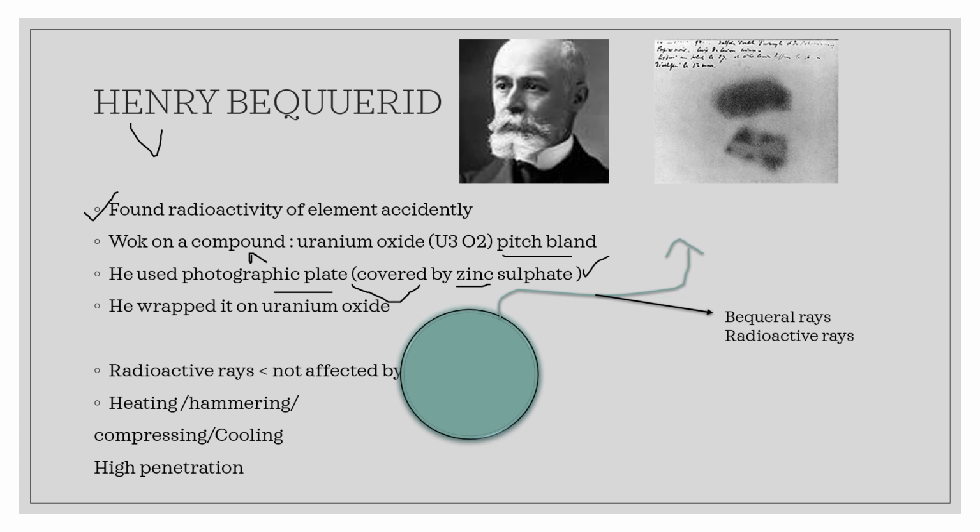Overnight, when he was doing the experiment, he covered the uranium oxide with the photographic plate, and when he came the day after, in the morning when he reached the lab, he found that the photographic plates had some spots like this. He was confused about why there were spots like this. So he repeated the same process for two to three days, and every day the result was the same. So he stated that these kinds of radiation or spots are because of radioactivity.